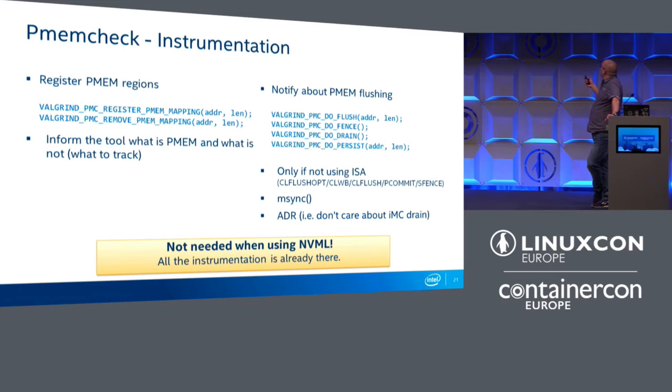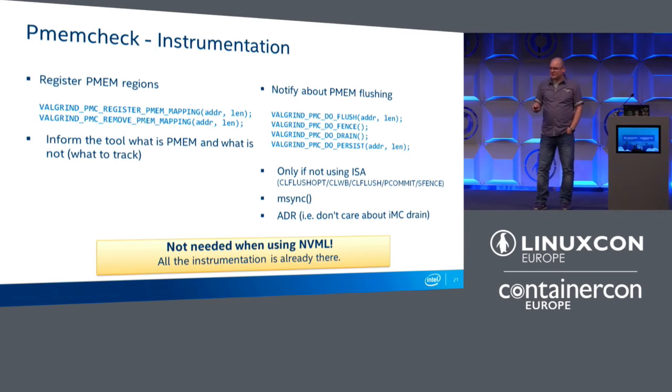You may ask, why do we need this? The answer is that this is a generic tool. If you have some other mechanism to flush the data or drain the memory controller buffers, and there is no dedicated instruction for that, then you can do your own thing and put in the macro to inform Pmemcheck that you did the right thing, so it knows that the flow is correct. And of course, if you're using NVML, you don't need any of our API, and you don't need to do any instrumentation in your code.